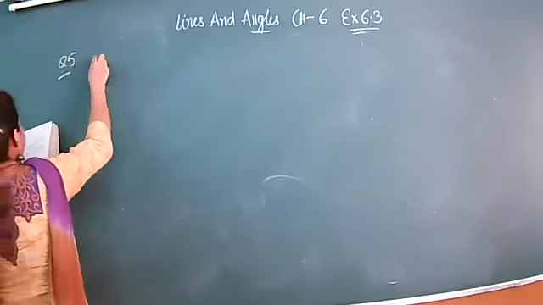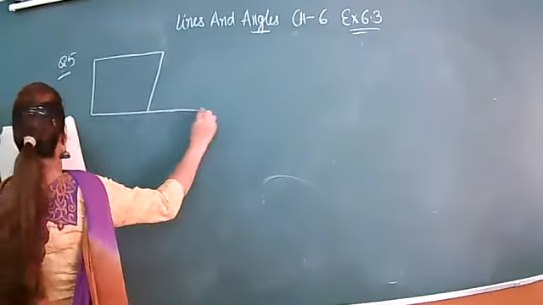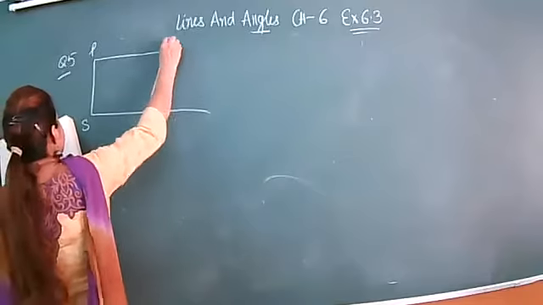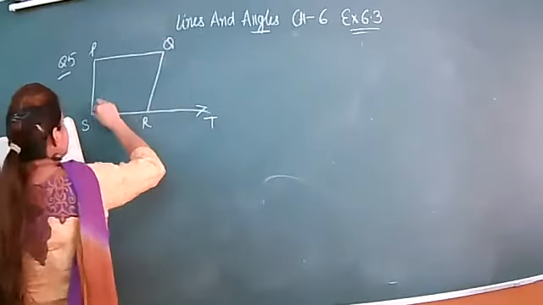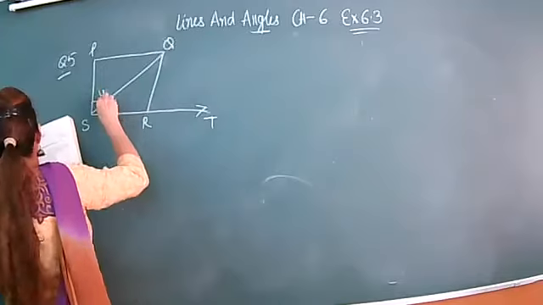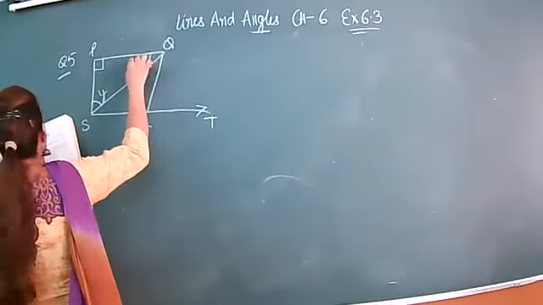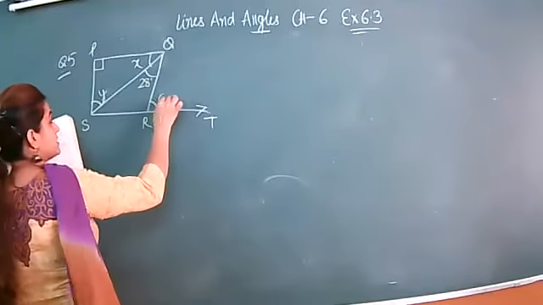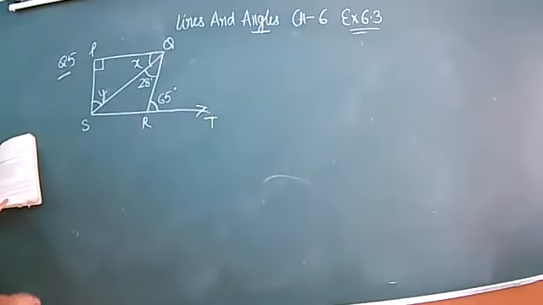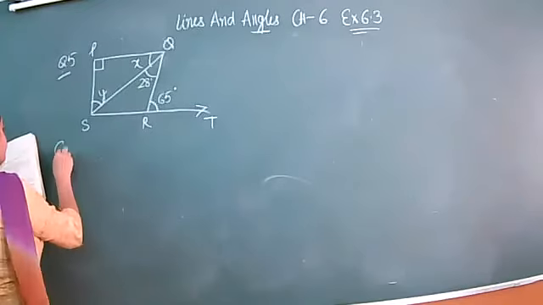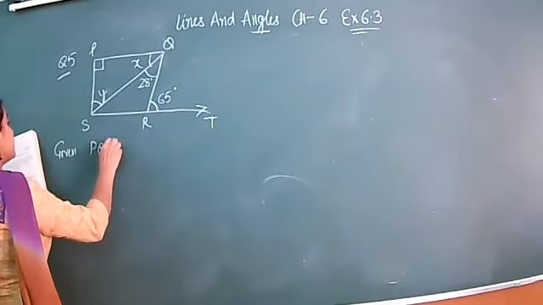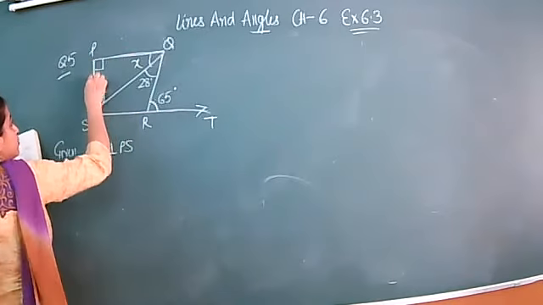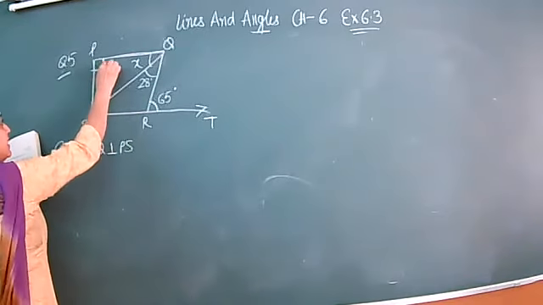Question number 5. This is P, S, R, Q, and this is your T. This angle is Y. This angle is X. This angle is 28. This angle is 65. Now look here. In this question number 5, you have given PQ is perpendicular on PS. As this line PQ is perpendicular on PS, that means this angle is surely 90 degree.